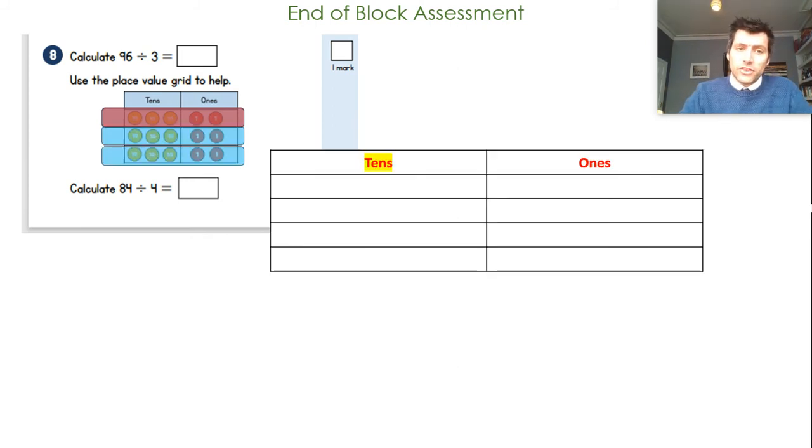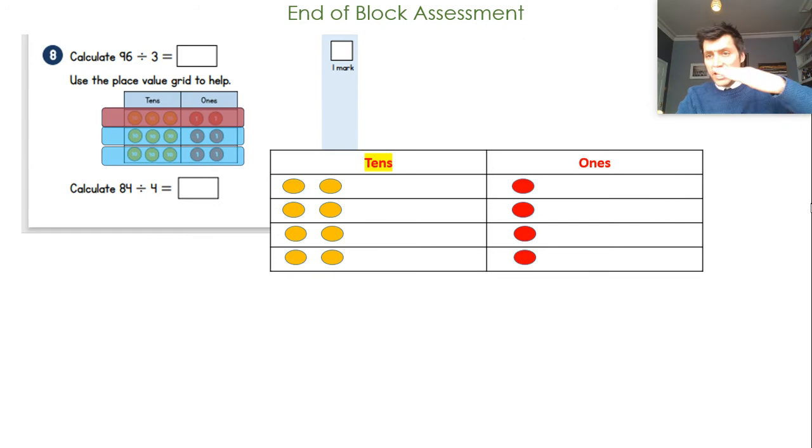Next one then, we've got 84, and we're dividing 84 up by our tens and our ones, and that would be 4 ones and 8 tens. Okay, so we've got 8 tens and 4 ones, and then we're thinking if each row is one of those 4 groups that we're dividing it into, we can see therefore we've got 2 tens and 1 one, so 84 divided by 4 is 21.